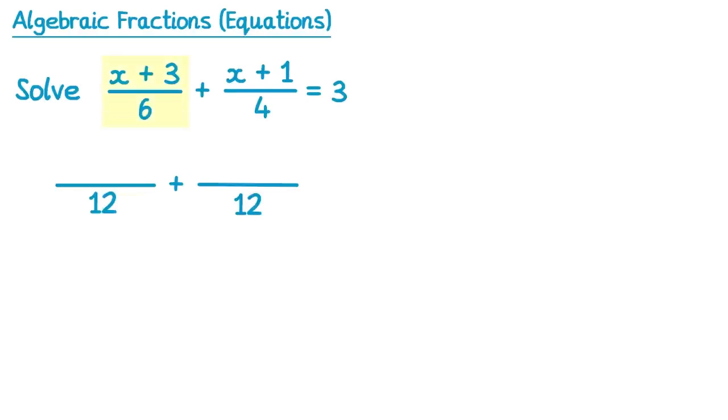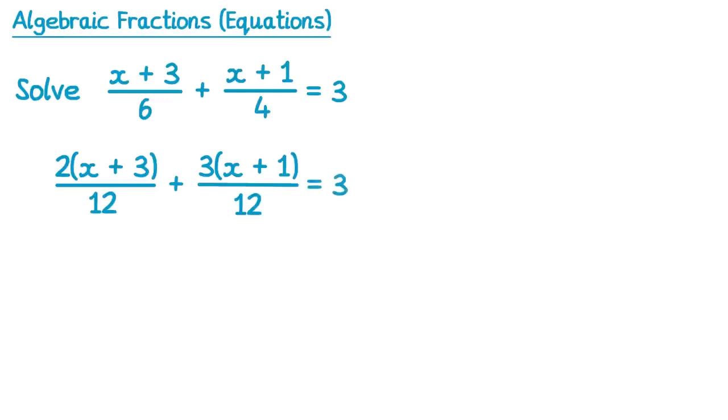If we compare these two fractions here, to get from 6 to 12 on the bottom, we must have multiplied by 2. So we need to multiply the top by 2. So that's 2 lots of x plus 3. For the second fraction, on the bottom to get from 4 to 12, we've multiplied by 3. So we multiply by 3 on the top. 3 lots of x plus 1. And the right hand side is still equal to 3.